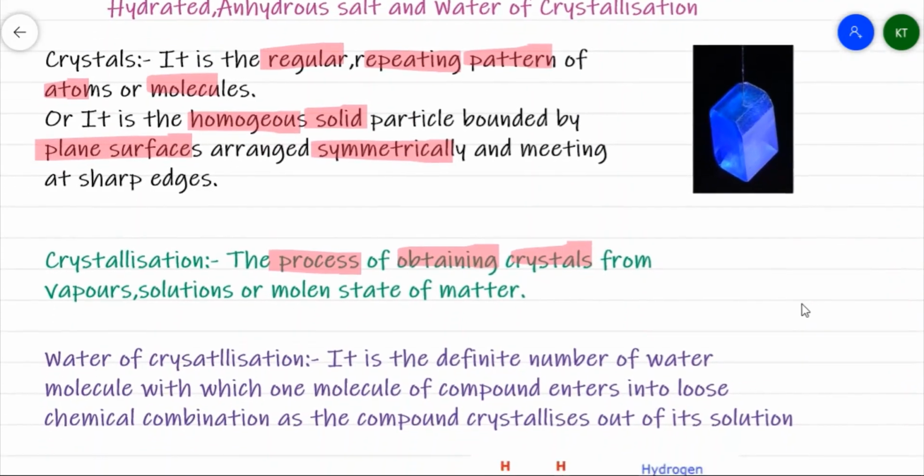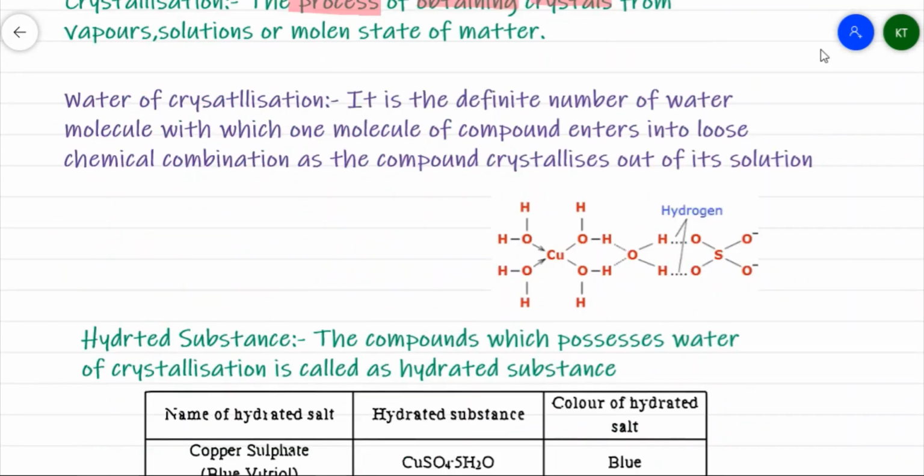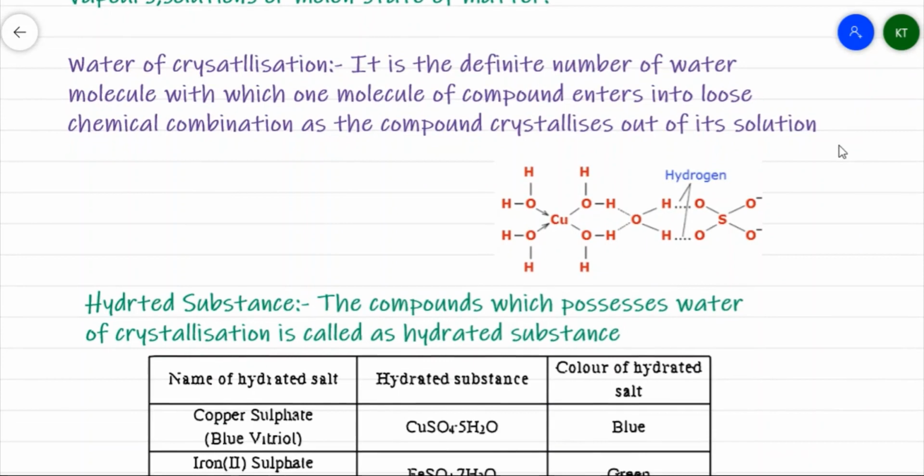Then the most important term comes, that is water of crystallization. So what do we mean by the term water of crystallization? It is a definite or fixed number of water molecules with which one molecule of a substance enters into loose chemical combination whenever the compound crystallizes out of its solution. That is called water of crystallization.